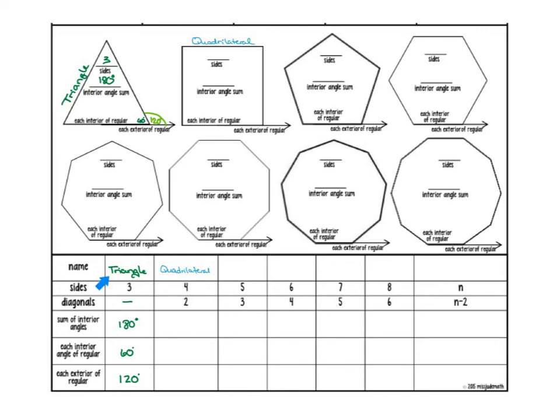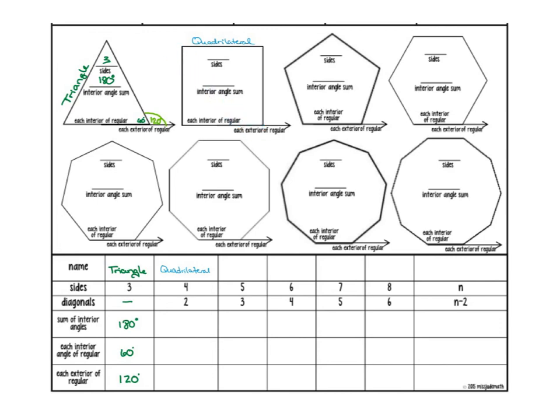So I proceeded by filling in the name of the polygon, the number of sides, the number of diagonals it would have, the sum of the interior angles, the measure of each of the interior angles if it's a regular polygon, and then each exterior angle if it's a regular polygon. There are no diagonals in this one because there is no vertex that I can connect to another vertex that wouldn't already be a side. Unlike in a quadrilateral where I could take a vertex and connect to another vertex with it not being a side.